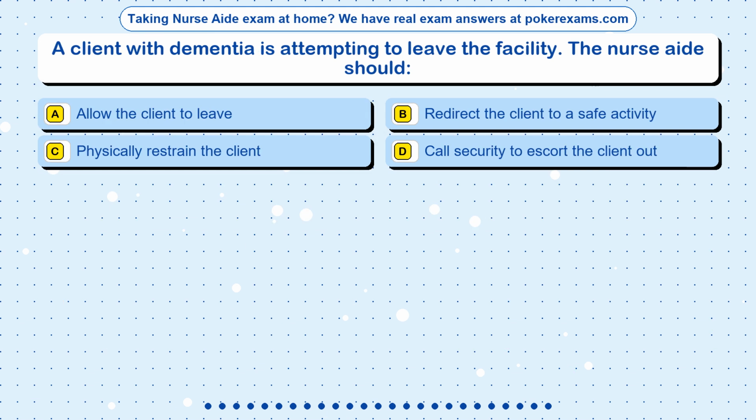Question 18. A client with dementia is attempting to leave the facility. The nurse aide should: Option A. Allow the client to leave. Option B. Redirect the client to a safe activity. Option C. Physically restrain the client. Option D. Call security to escort the client out.